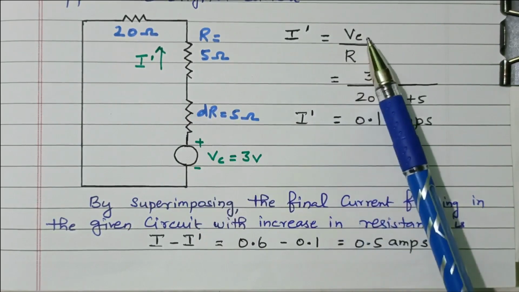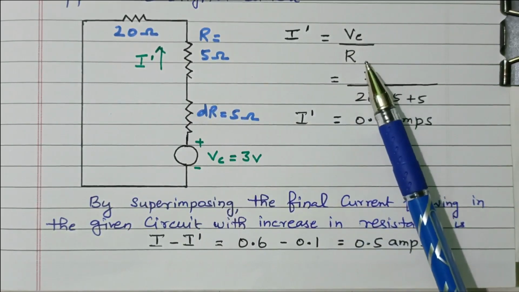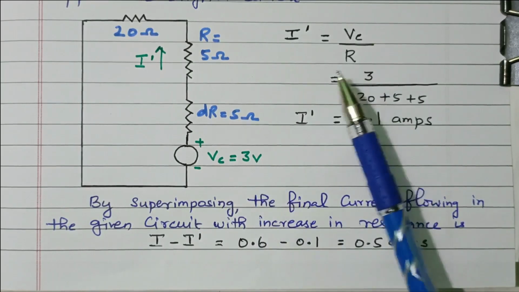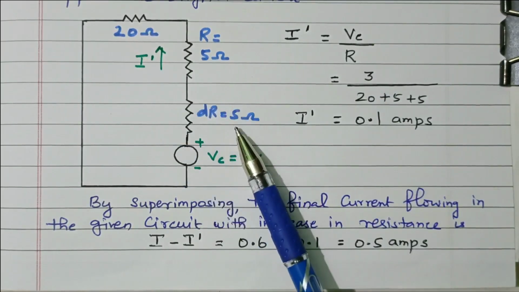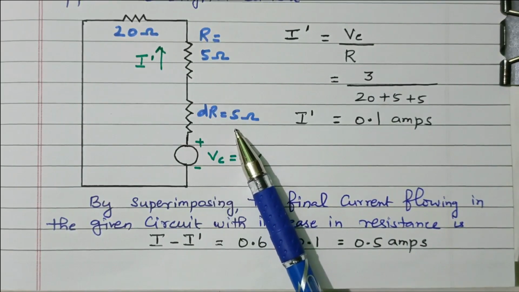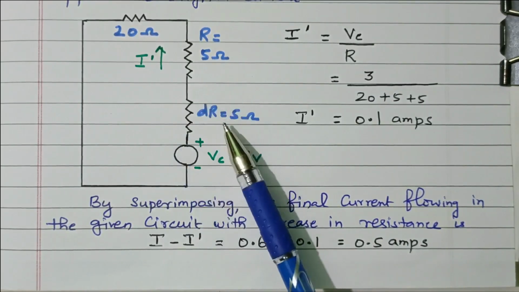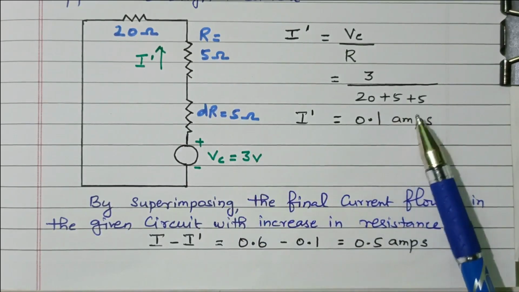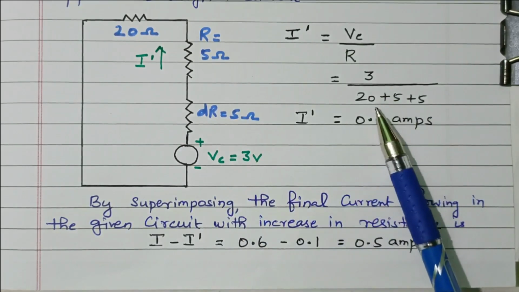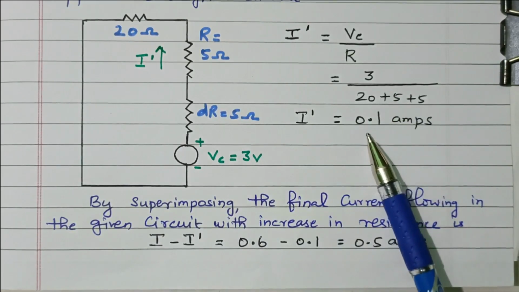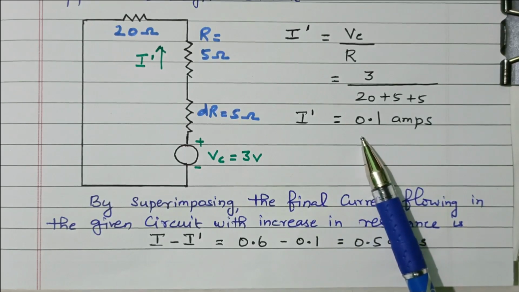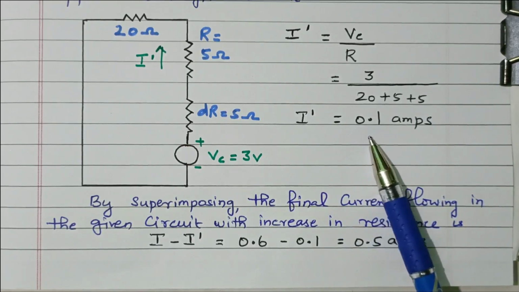So I dash equals Vc by R, voltage by resistance. Now the voltage is 3 volts. The resistance is 20 plus 5 plus 5. Another 5 is also added. Initially 20 plus 5, now one more resistor. The change in resistor is 5. So 20 plus 5 plus 5, that is 30. So 3 divided by 30 is 0.1 ampere. I dash is 0.1 ampere. The opposing current flowing in the circuit is 0.1 ampere.